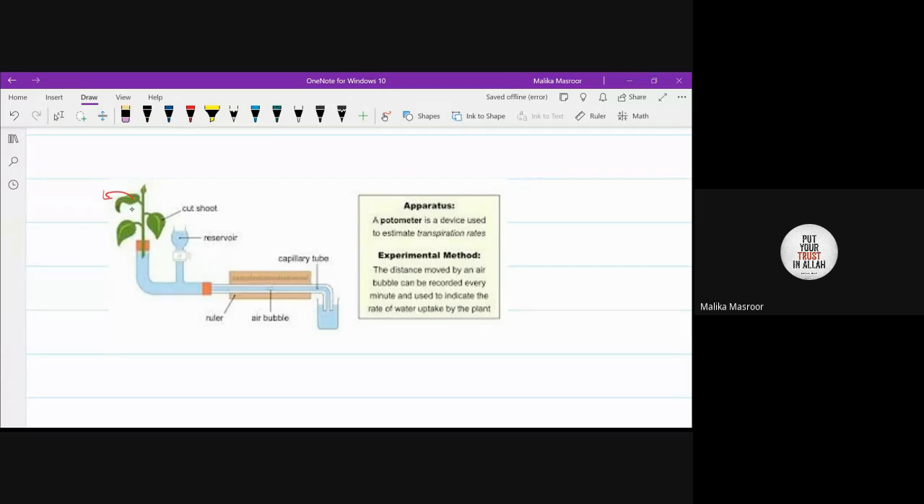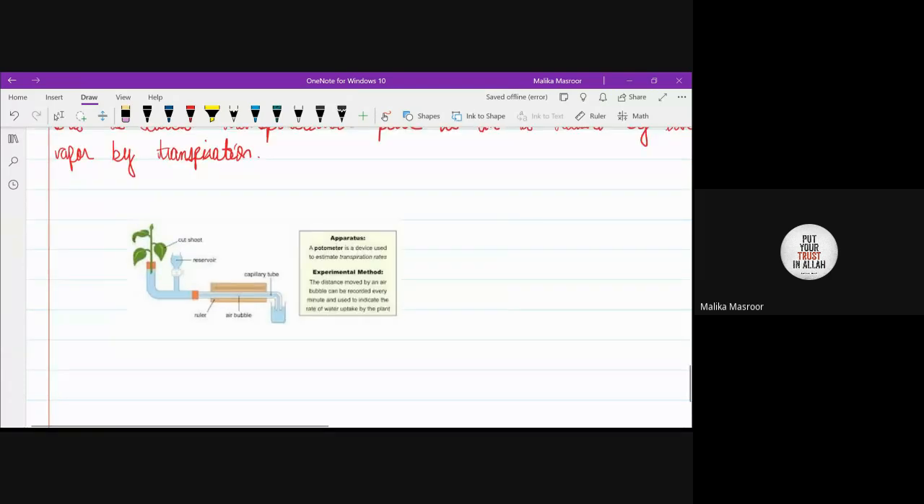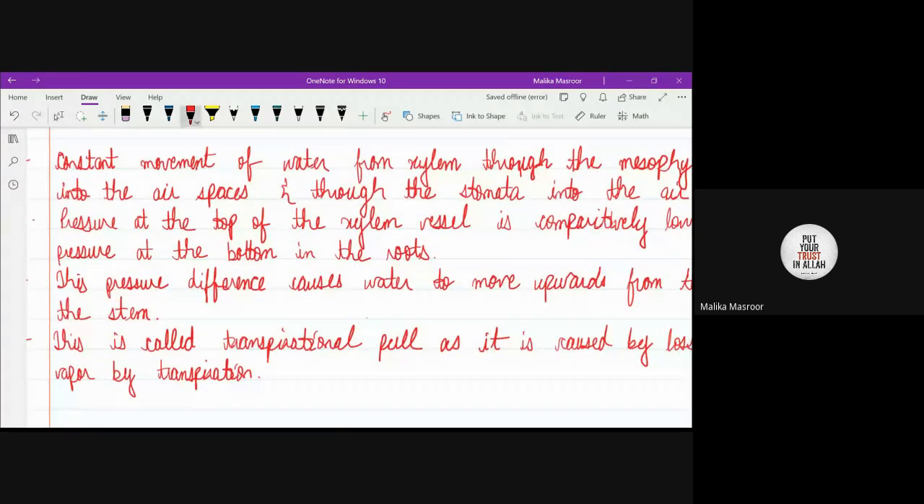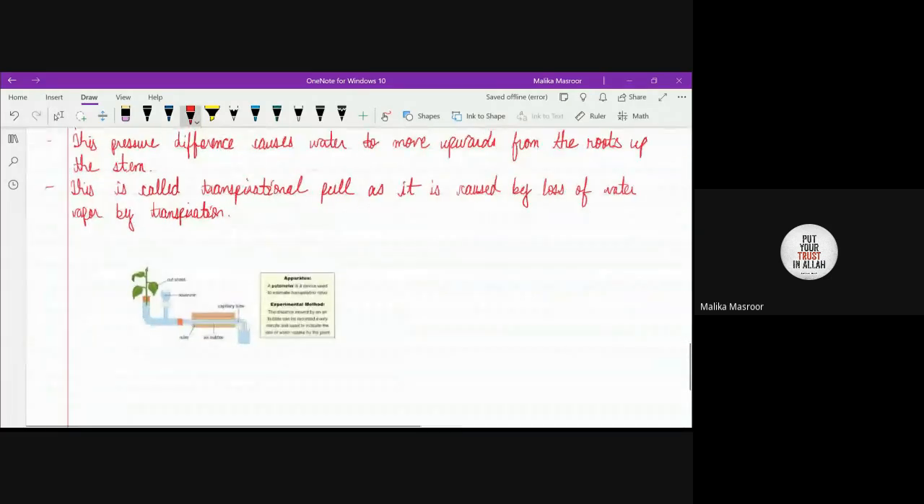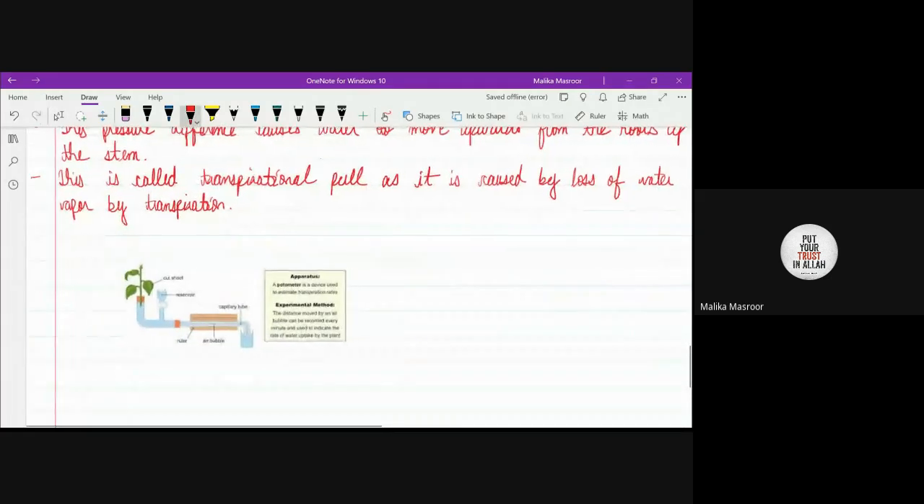All right, clear? Any questions, anyone? All clear? Yes, miss. Okay. Now let's talk about the conditions that affect transpiration rate.